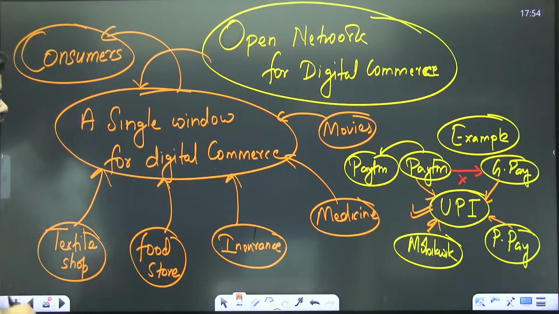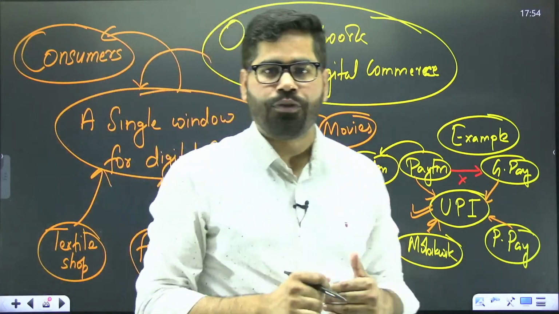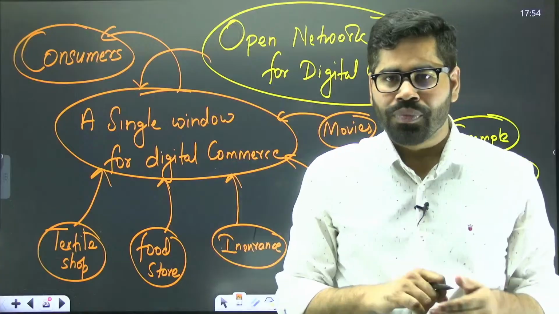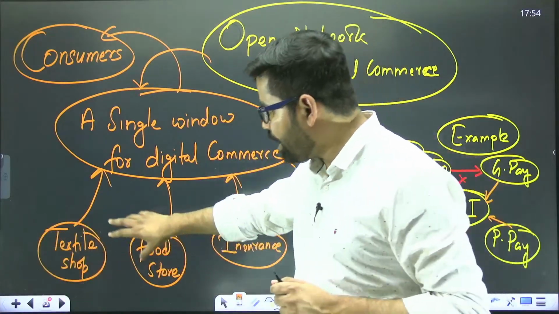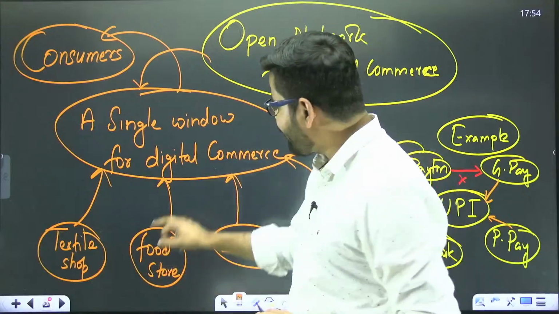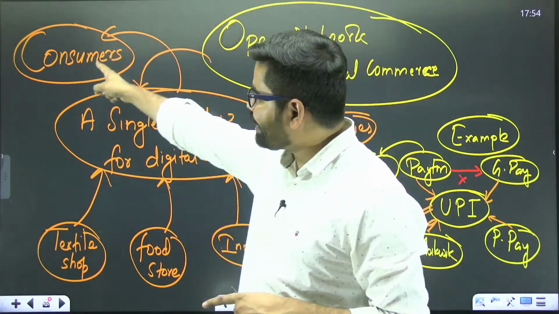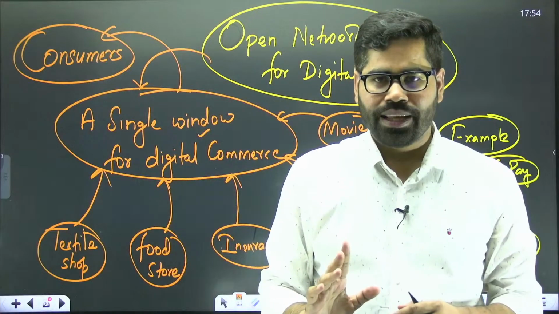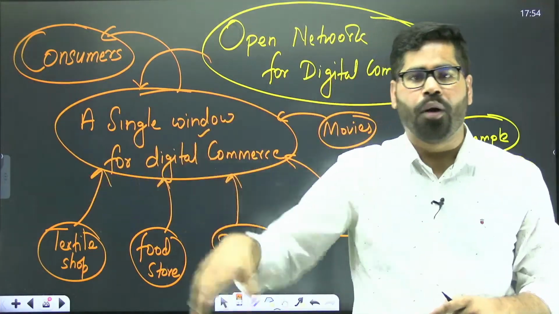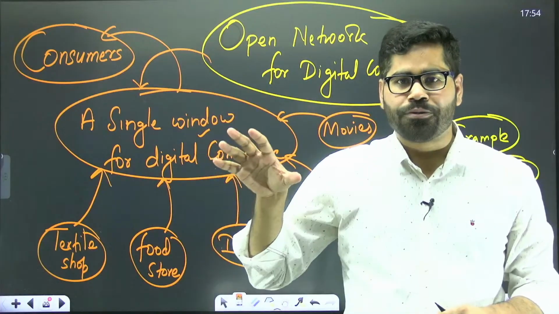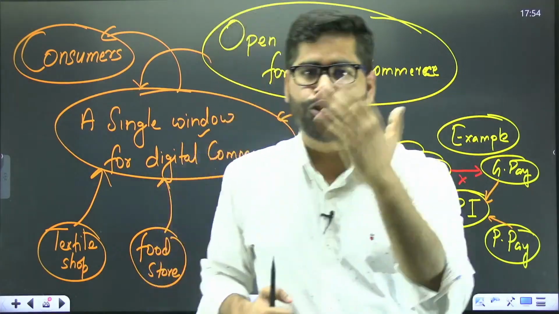So what we see is that this is a single digital platform where all these individual institutions, all these individual shops can get associated, and from there they can directly connect to the consumers. Okay. So this is just providing a digital commerce platform, where each and every one can get directly connected to the consumers.